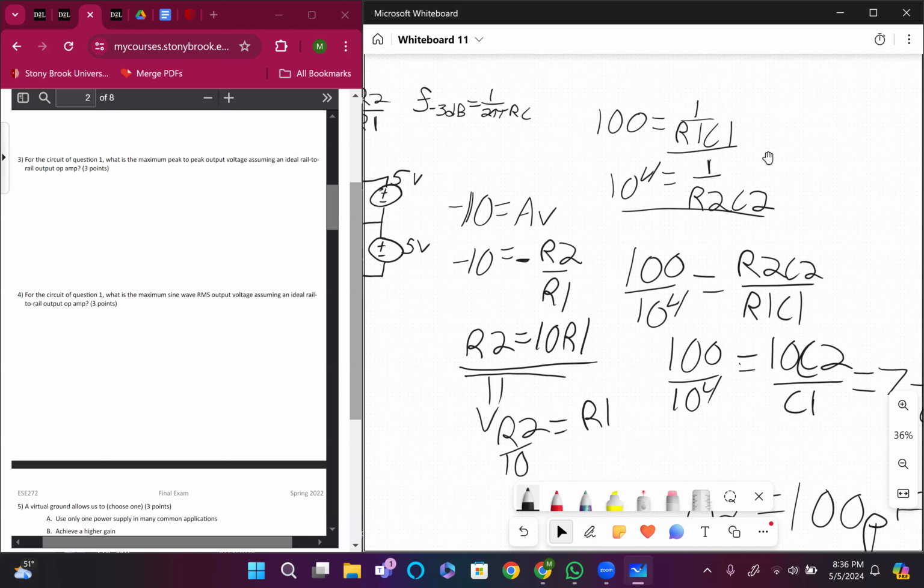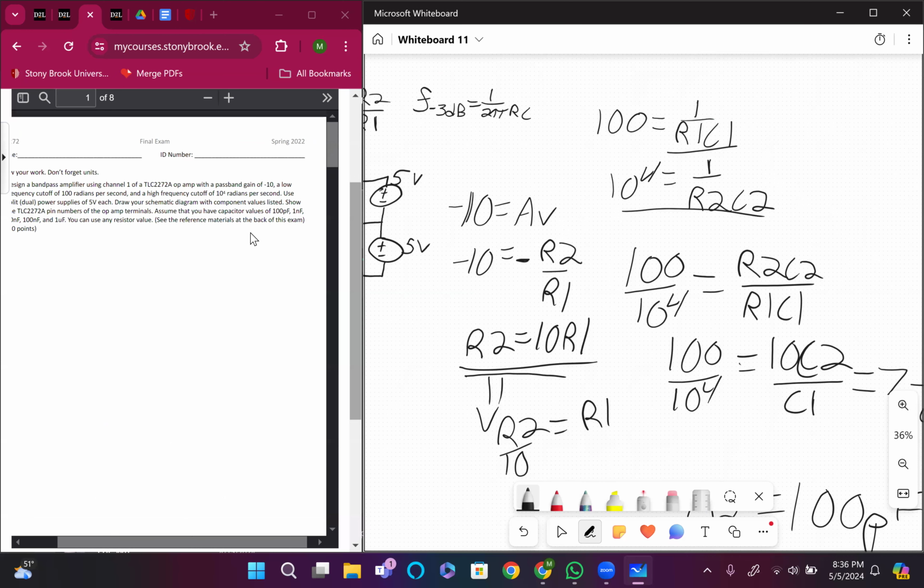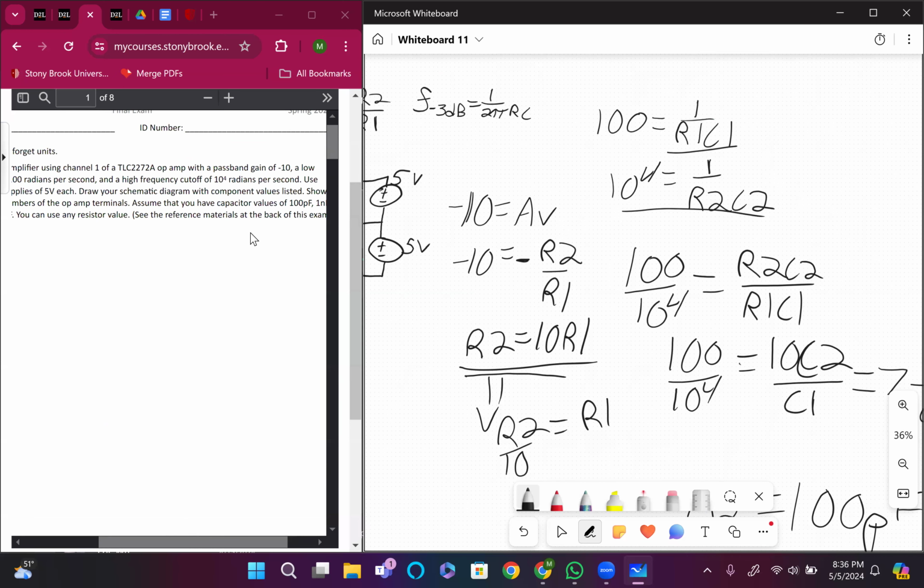Now we have to determine other stuff. The gain is -10. Because of this, we know the gain is also negative R2 over R1, which implies that R2 over R1 is 10.